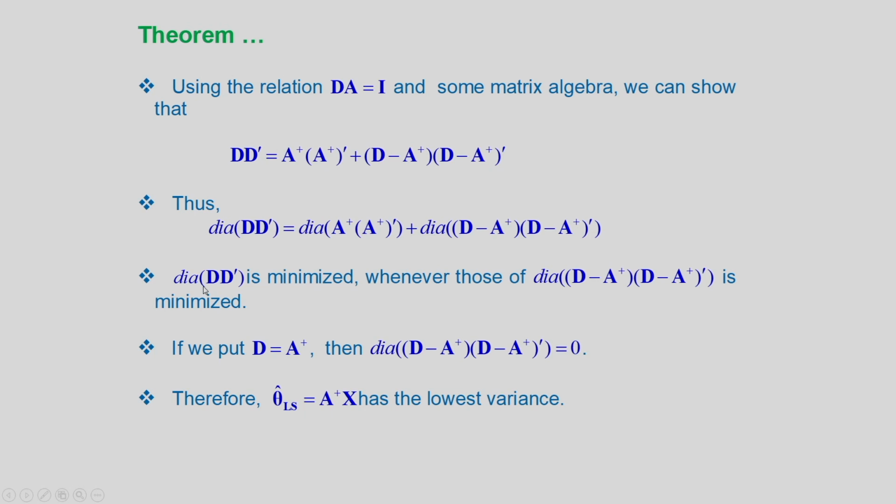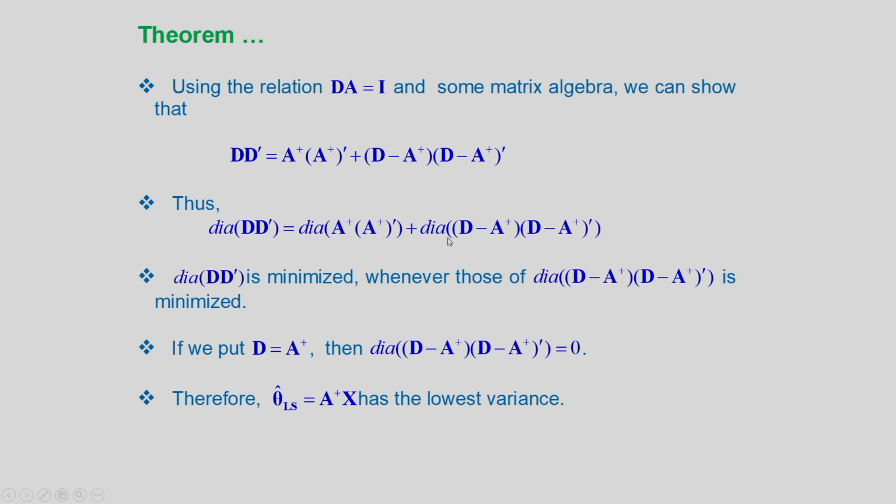Therefore, the diagonal of D transpose is minimized whenever the diagonal of this matrix is minimized, because this is a fixed matrix. Therefore, the diagonal elements of D transpose is the diagonal of this fixed matrix plus the diagonal of this matrix, which we must minimize.